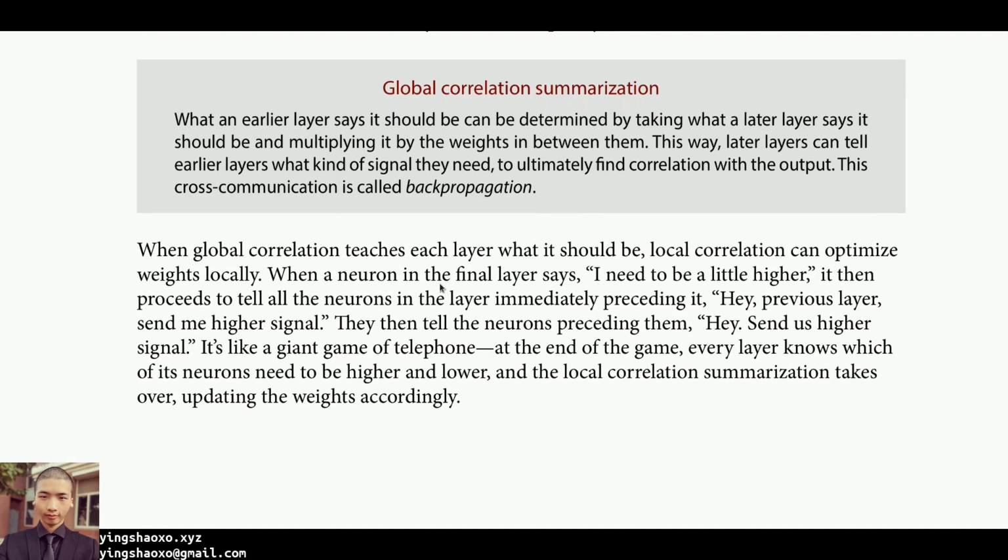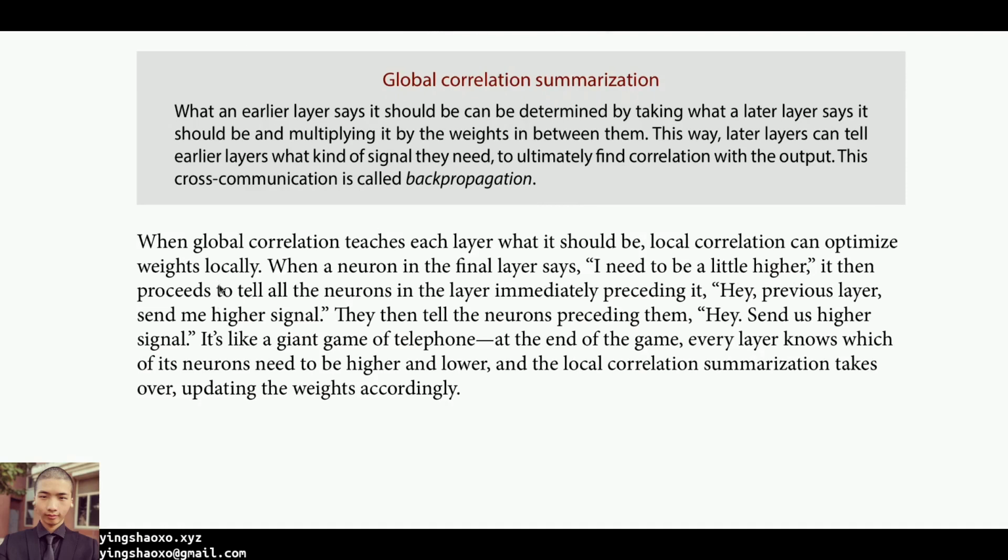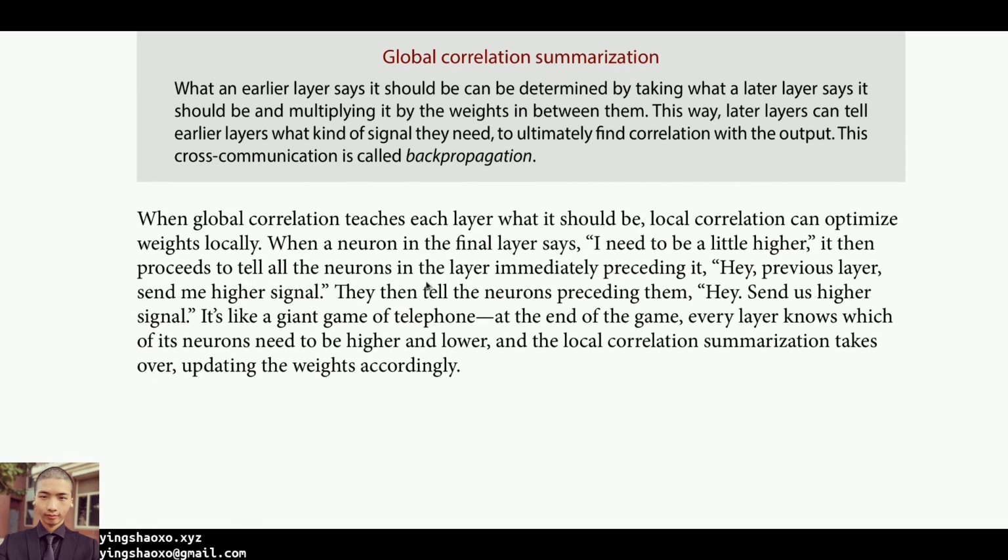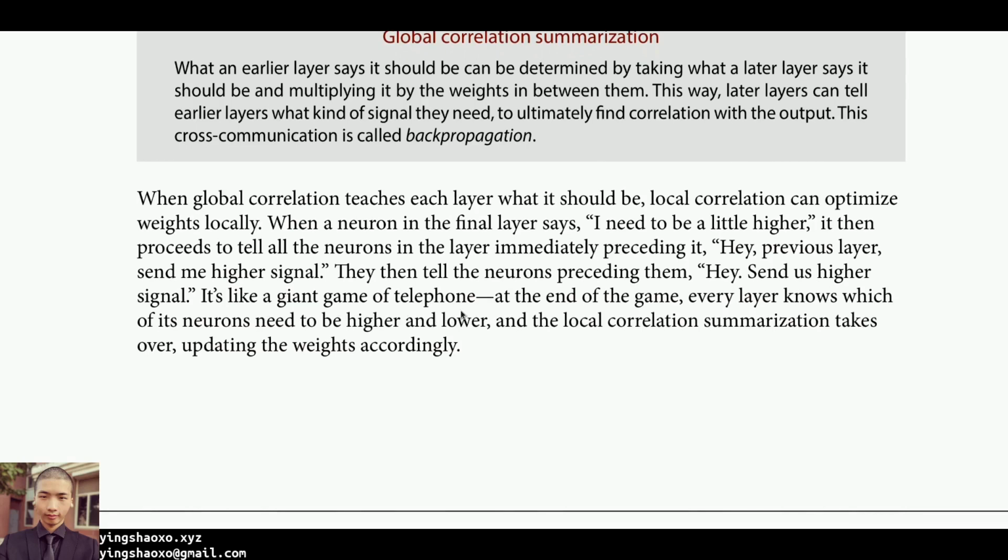When a neuron in the final layer says, I need to be a bit higher, it then proceeds to tell all the neurons in the layer immediately preceding it, hey, previous layer, send me a higher signal or higher value. Then they tell the neurons preceding them, hey, send us a higher signal. It's like a giant game of telephone. At the end of the game, every layer knows which of its neurons need to be higher or lower, and the local correlation summarization takes over, updating the weights accordingly.